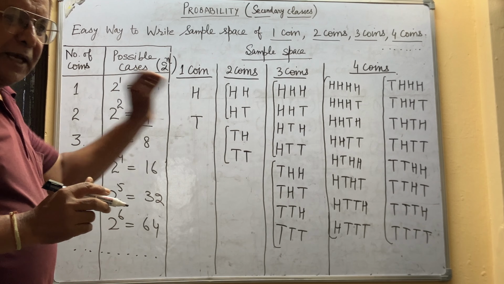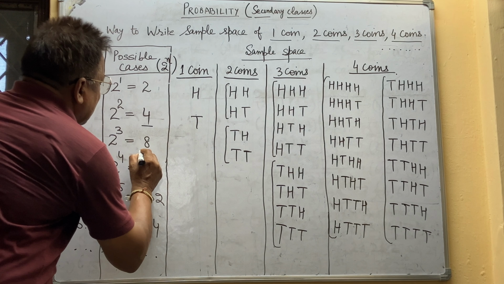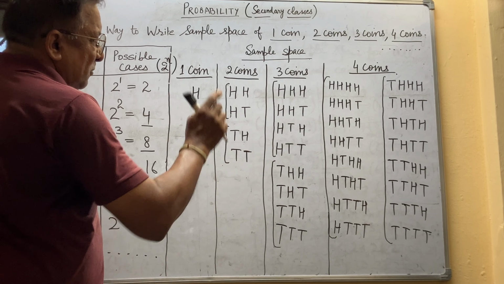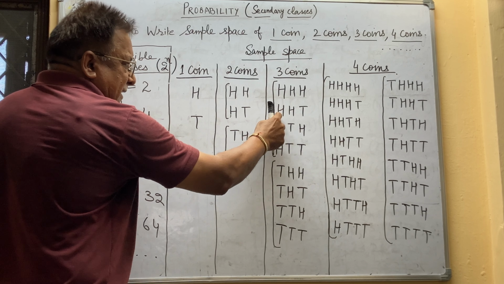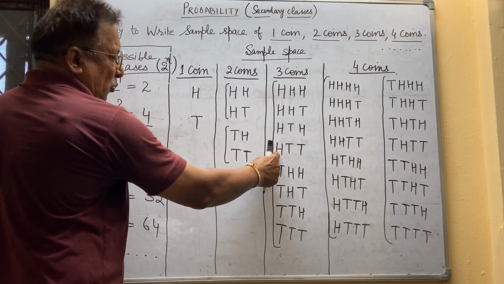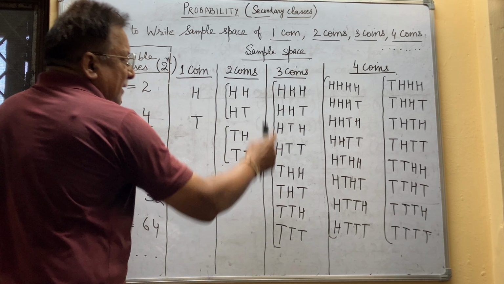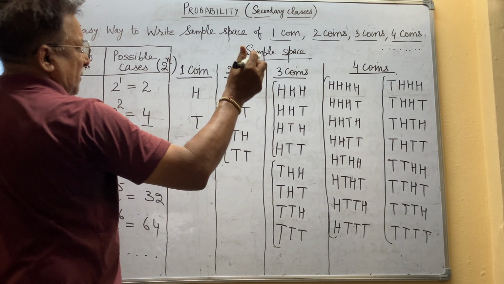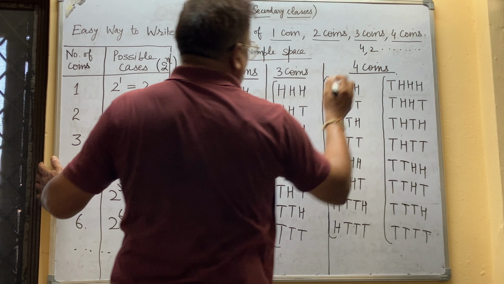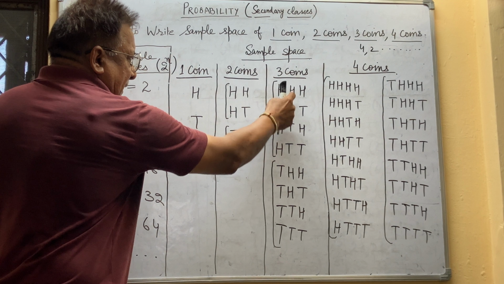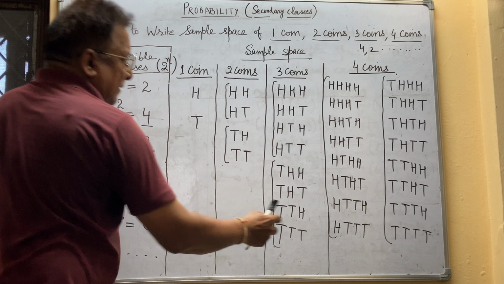If I toss 3 coins, then number of cases are 8. First, you will write 4 H, then 4 T. I have taken 4 first of all. Then I will take half of it. 2 means 2 head, 2 tail.